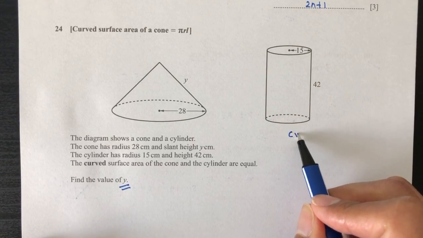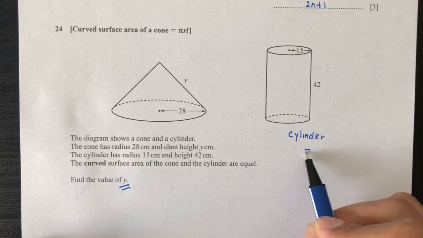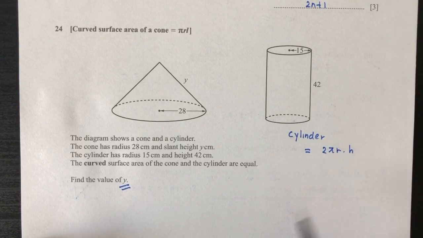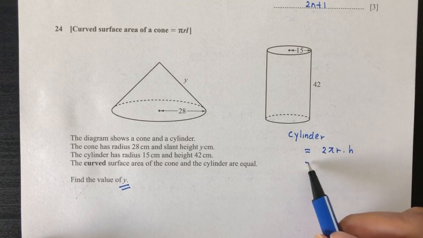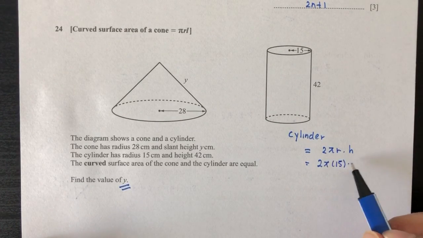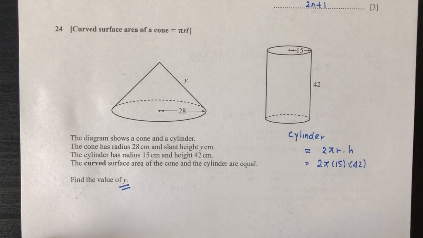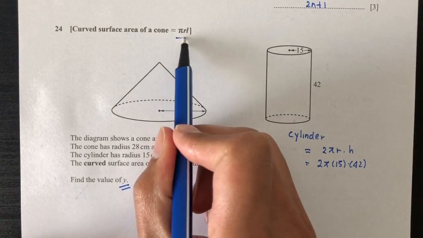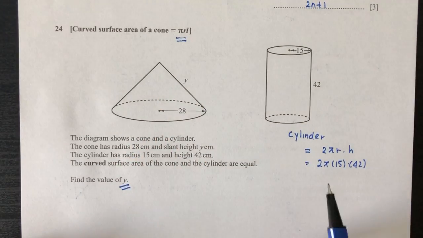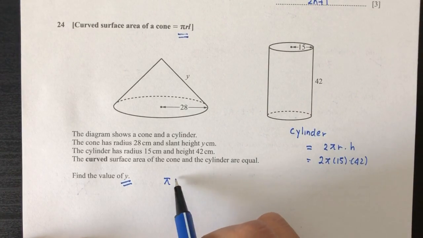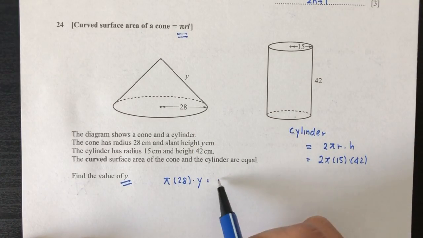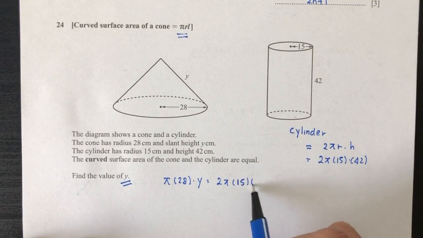So let's find the curved surface area of the cylinder first. That will be 2 pi r times h for the formula of the curved surface area of this cylinder. So 2 pi, radius is 15 and height is 42. Now you know by the formula, the curved surface area of this one is pi r L, where r is 28 and L is the slant height, which is y, equal to 2 pi times 15 times 42.